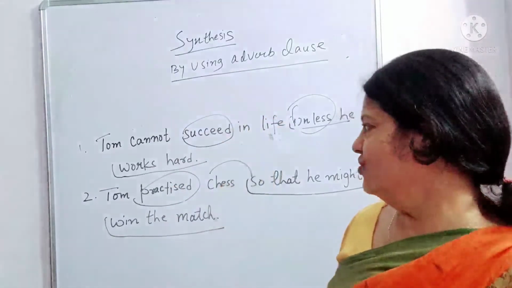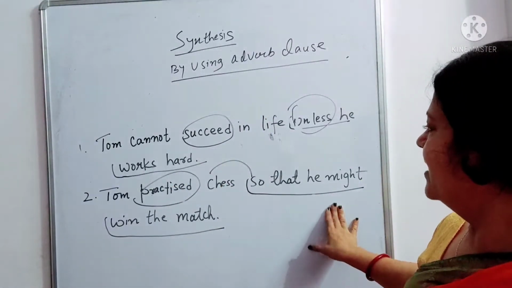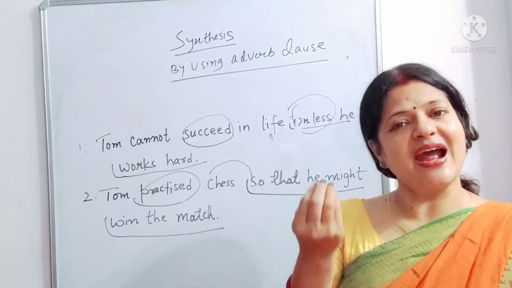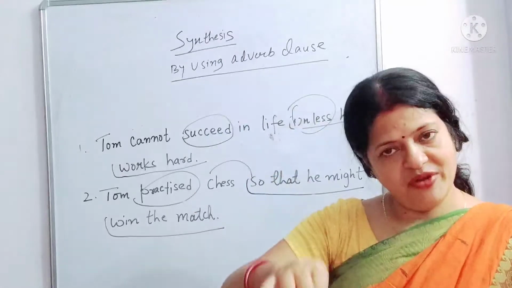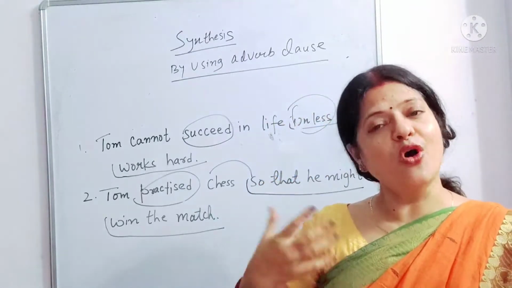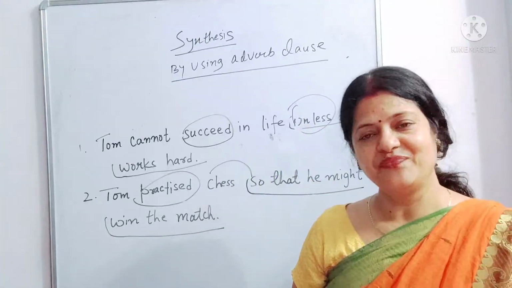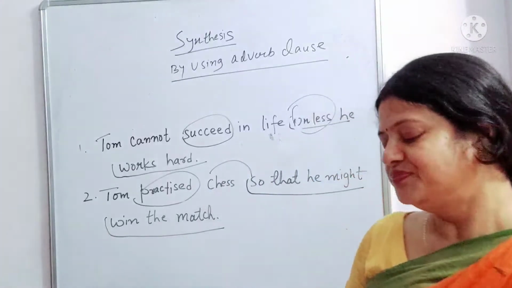This adverb clause, which starts with the subordinating conjunction so that, is modifying this verb in the main clause. So here we see that the whole group of words is working as an adverb clause, modifying some verb or adjective or another adverb in the main clause. I think it has become clear to you.